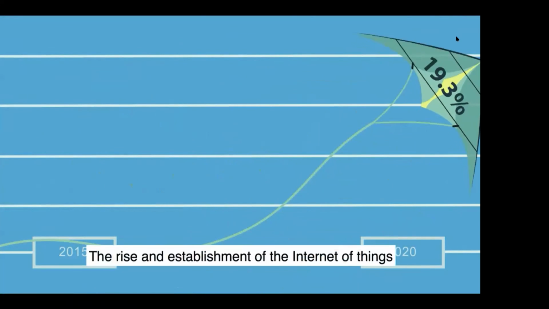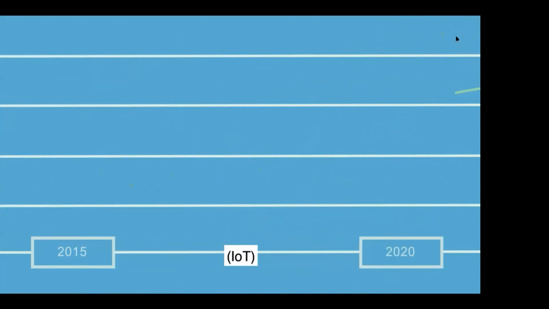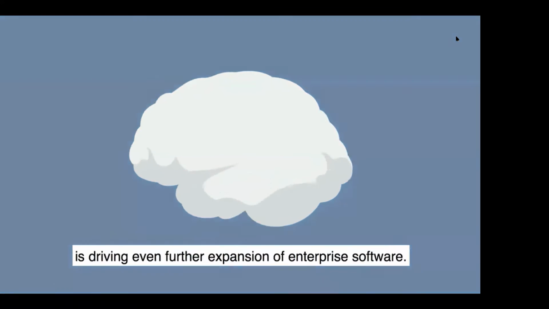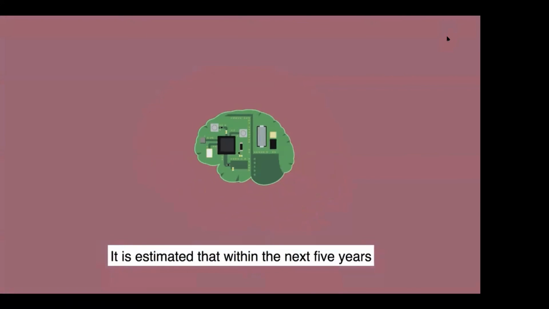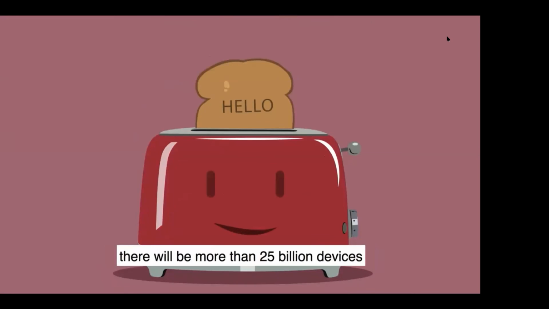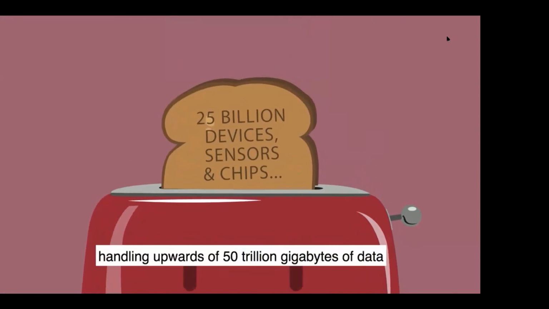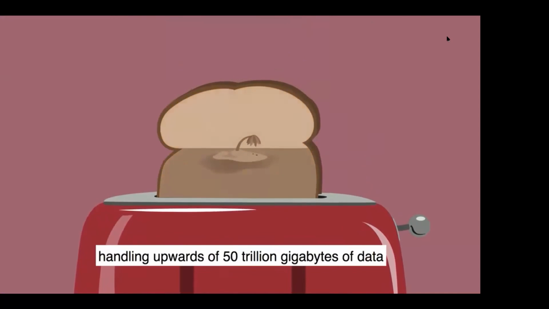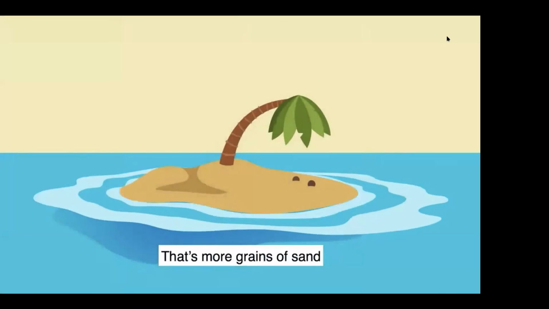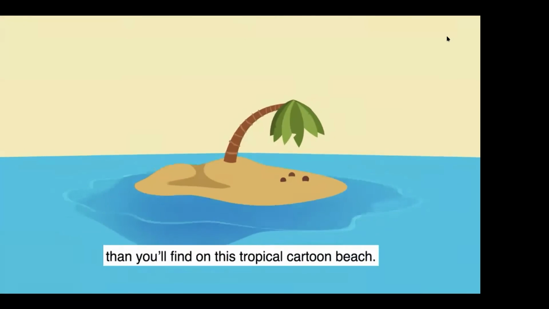The rise and establishment of the Internet of Things, IoT, is driving even further expansion of enterprise software. It is estimated that within the next 5 years, there will be more than 25 billion devices, sensors, and chips, handling upwards of 50 trillion gigabytes of data. That's more grains of sand than you'll find on this tropical cartoon beach.